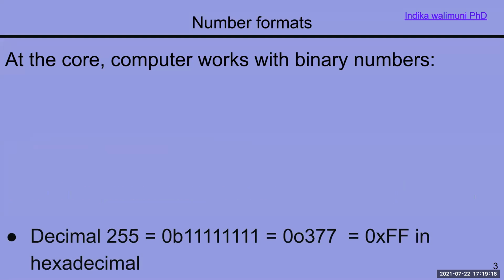If you take decimal 255, in binary we have 8 ones, so we write it like 0b11111111. In octal, with the prefix 0o, it's 377. And in hexadecimal format, it's 0xFF.